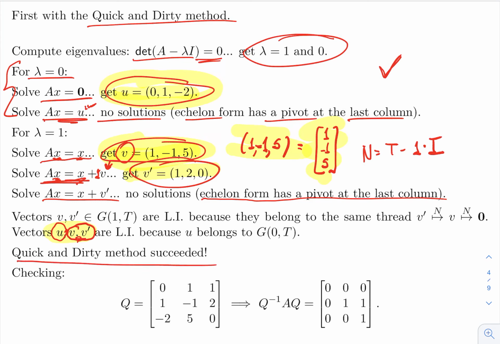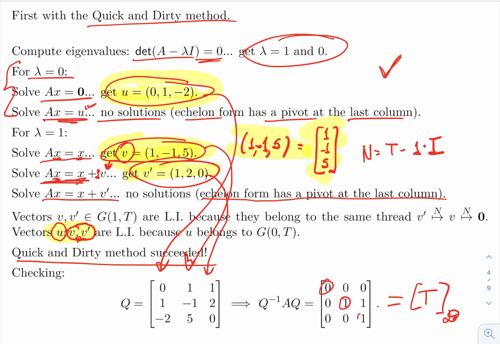We can tell already that it succeeded, but since this was so quick and so dirty, we want to check, don't we? So we take u, we put it here, then we take v, put it here, and v prime, put it here. And then we see that the operator T, written with respect to this basis that we found, will be this. Here's our Jordan form, eigenvalue, eigenvalue, eigenvalue, 1. So, and here, this is one Jordan block, this is one Jordan block.